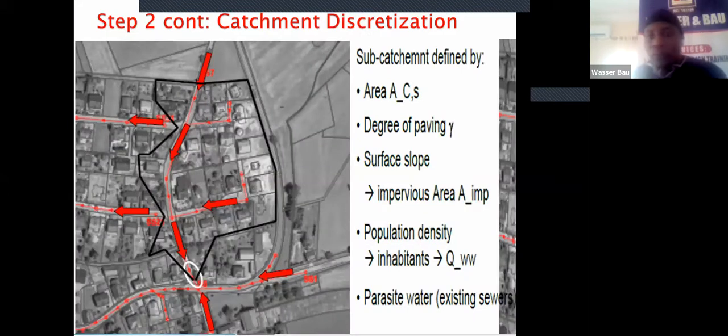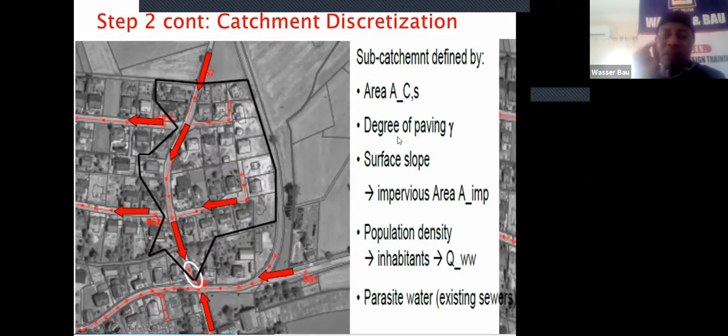Then, okay, so this is what I'm talking about. Catchment discretization is that you would ask yourself, what is the area of catchment or subcatchment? That's ACS, meaning area of catchment. Then you have what we call degree of paving. How paved is that area?